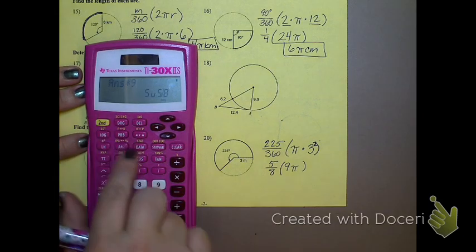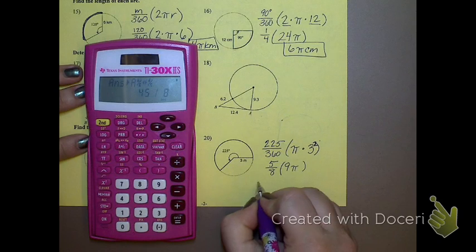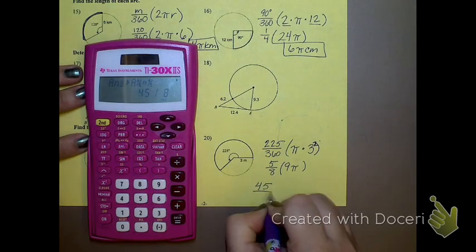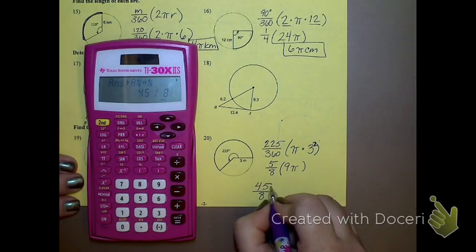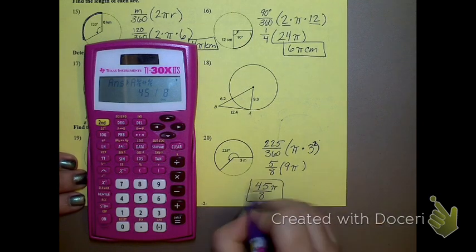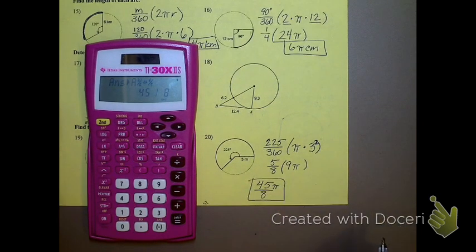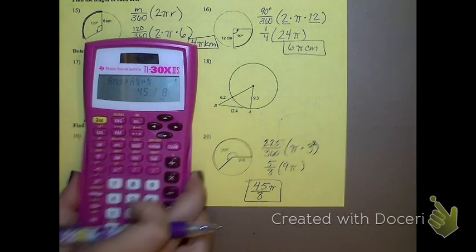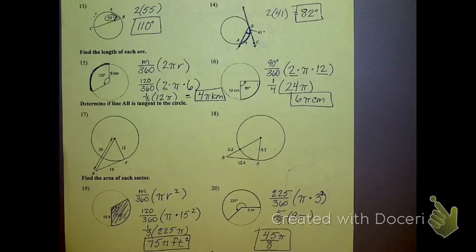So let me change that to an improper fraction, and I have 45 over 8, and I'm not sure on your test. Usually they'll put the pi on the top. They might put it next to it. It will not be with the 8, though. It will either be next to the fraction or it will be with the numerator. Okay? All right, last two problems.